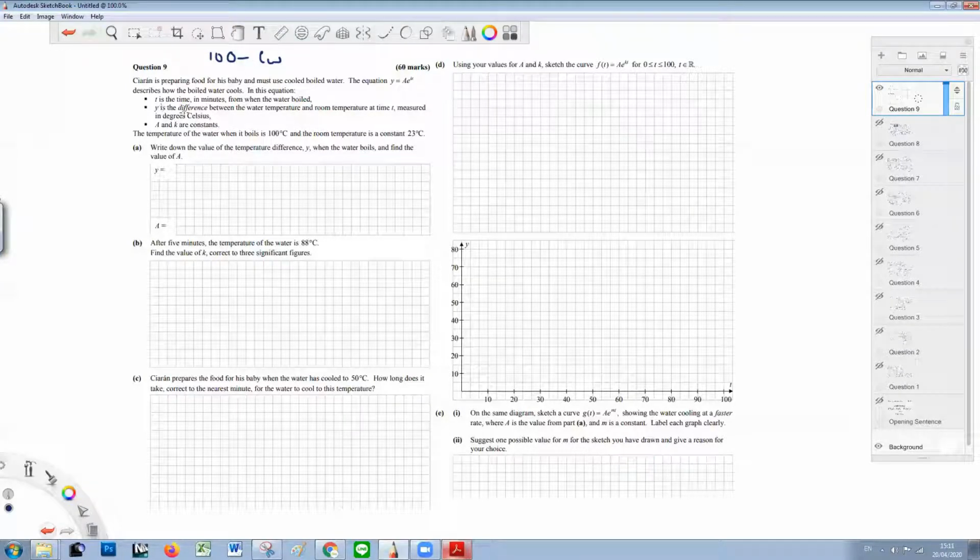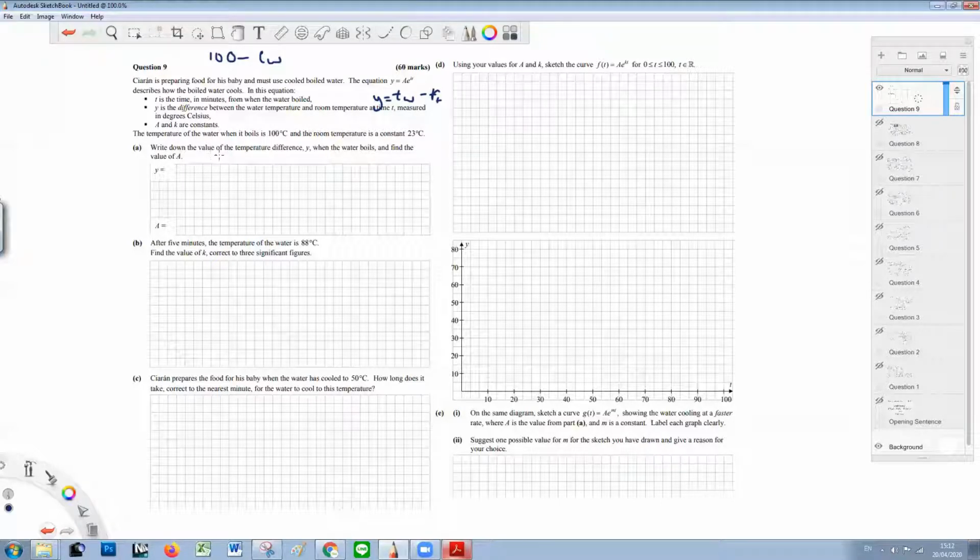In this equation, t is the time in minutes from when the water is boiled. Okay, so t is just minutes. y is the difference between the water temperature and the room temperature at t, measured in degrees Celsius. So we know that y is equal to the temperature of the water minus the room temperature, measured in degrees Celsius. A and k are constants. The temperature of the water when it boils is 100 degrees, and room temperature is a constant 23 degrees. So the water is trying to go from 100 degrees to 23 degrees.